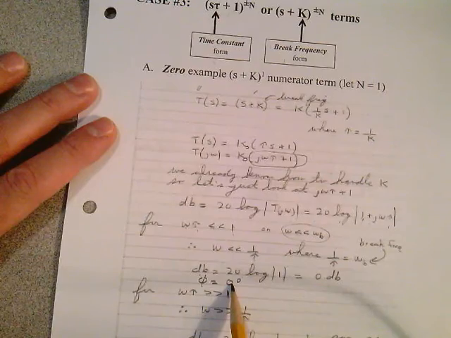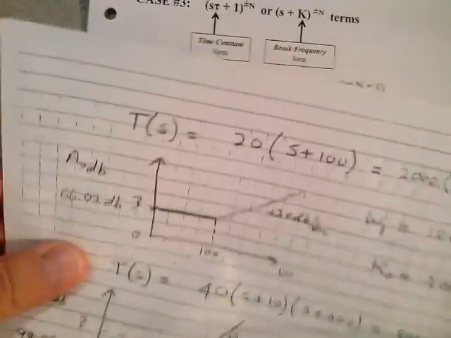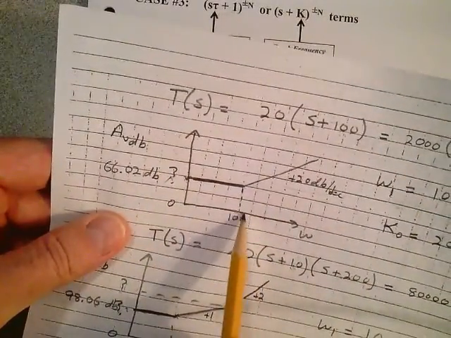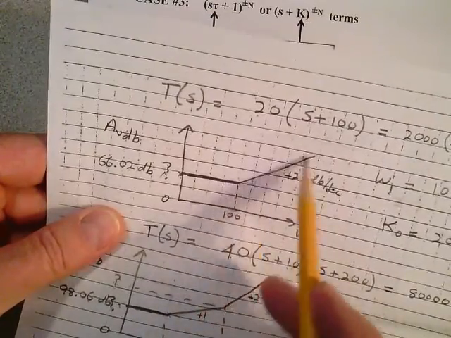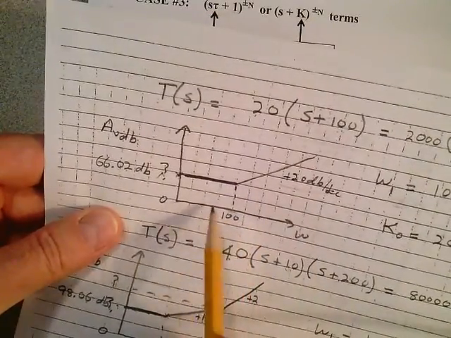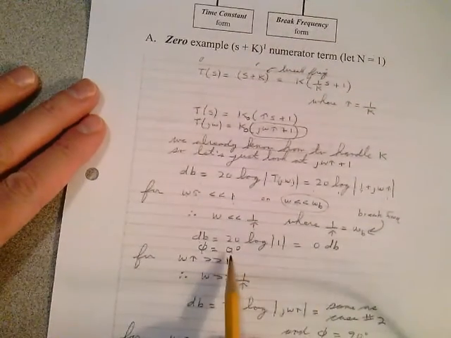So when you're much, much less than the break frequency in this omega axis right here, you're talking about a 0. The angle associated with this down here is going to be 0 degrees for that reason.